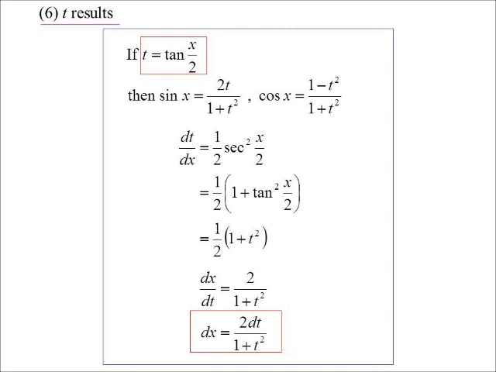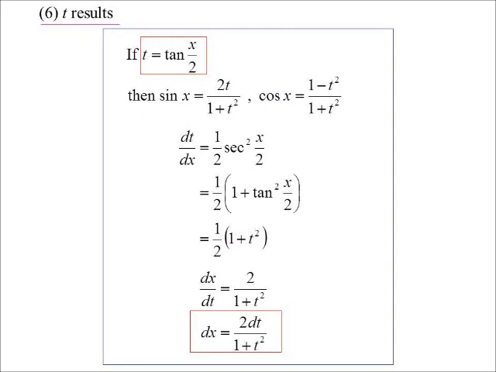No, you don't have to derive that each time. It's just another t result. So if you're using t results, then just like you can say sin x is 2t on 1 plus t squared, you can say, well, dx is 2 dt on 1 plus t squared. That is, of course, if it's tan x on 2.